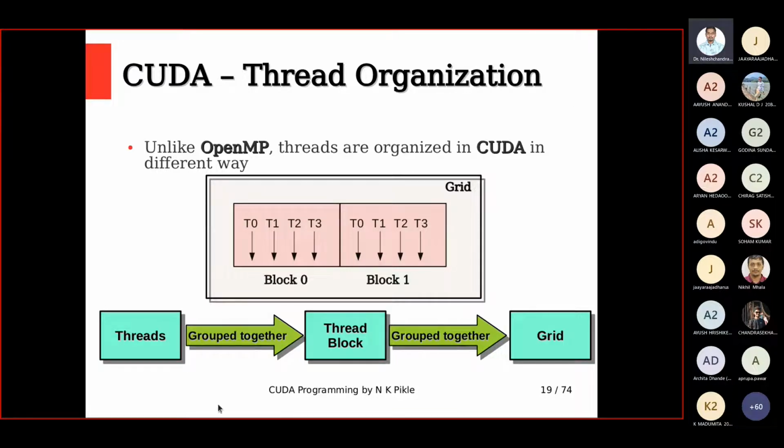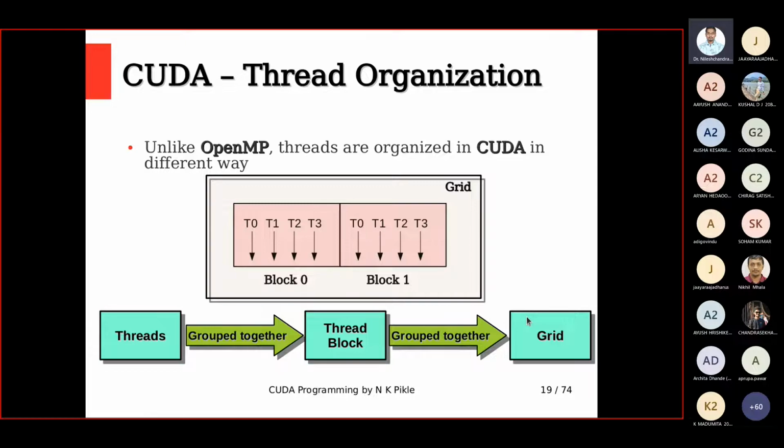So let's say we are having threads. Threads are grouped together to form a thread block, and thread blocks are grouped together to form a grid. So this is the hierarchy maintained in case of thread organization in CUDA, right? So some n number of threads are grouped together to form a thread block, and n number of thread blocks are grouped together to form a grid. So that is the hierarchy.